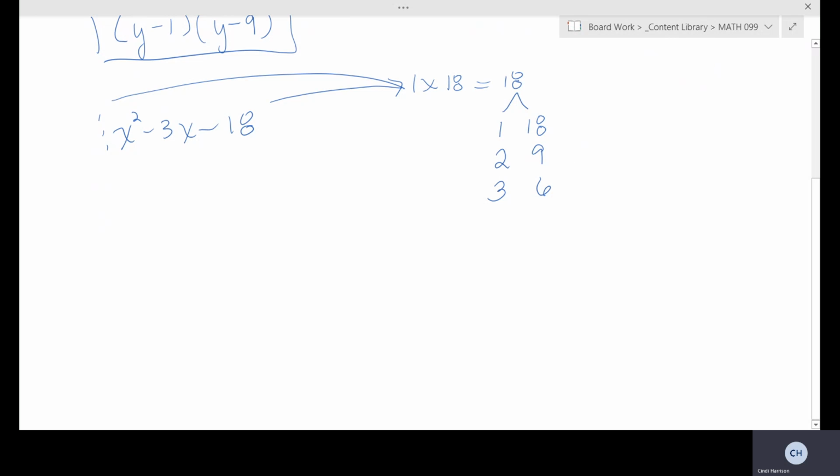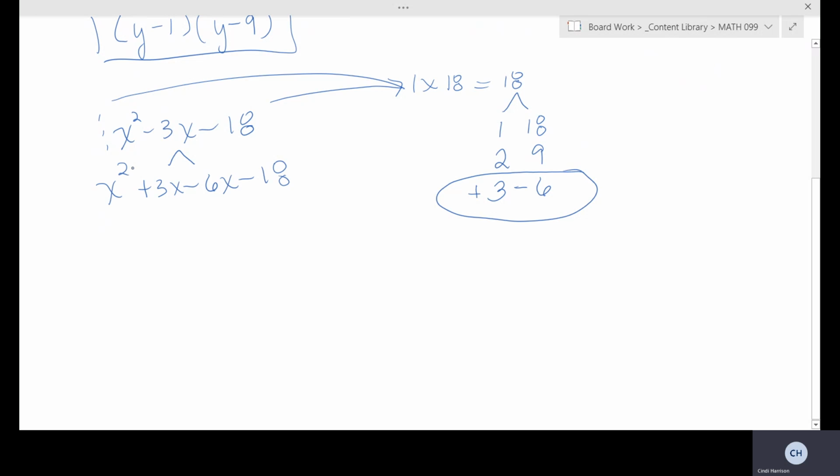So now we want to pick the pair that combines to give us a negative 3. So that means either by adding or subtracting. In this case, 3 and 6 can give you 3. If we want it to be a negative 3, it has to be a negative 6 and a positive 3, because 3 minus 6 is negative 3. So I'm going to rewrite this middle term as positive 3x minus 6x.